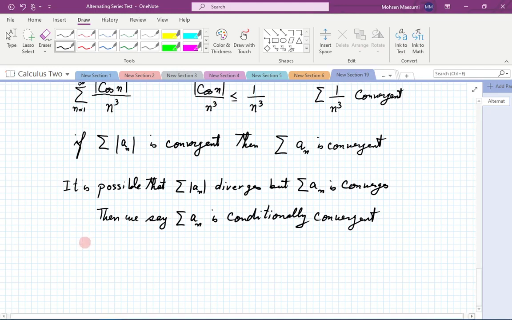What's a famous example of this? The famous example is that very first item we started with: 1 minus 1/2 plus 1/3 minus 1/4 plus 1/5 and so on. This one is convergent by the alternating series test. But if you force all the terms to be positive, 1 plus 1/2 plus 1/3 plus 1/4 plus 1/5, by the p-series test or the integral test or a variety of other ideas, this one is divergent.